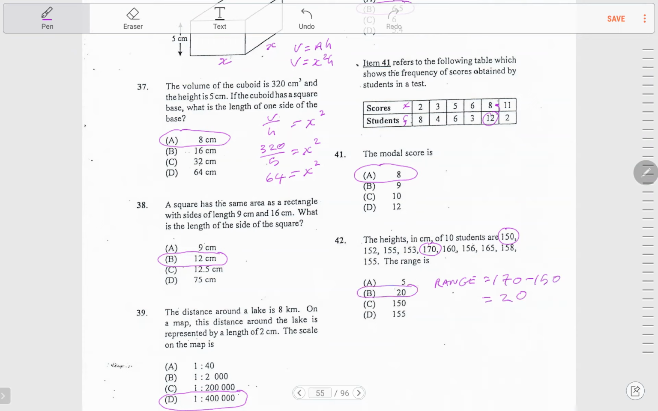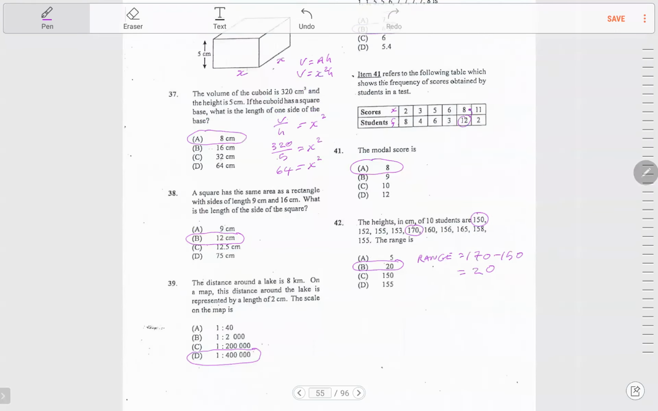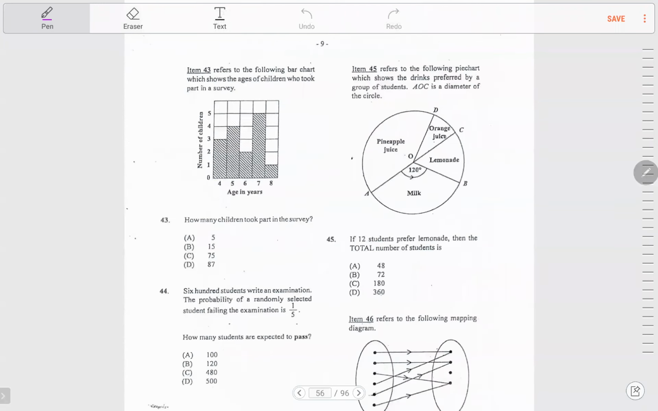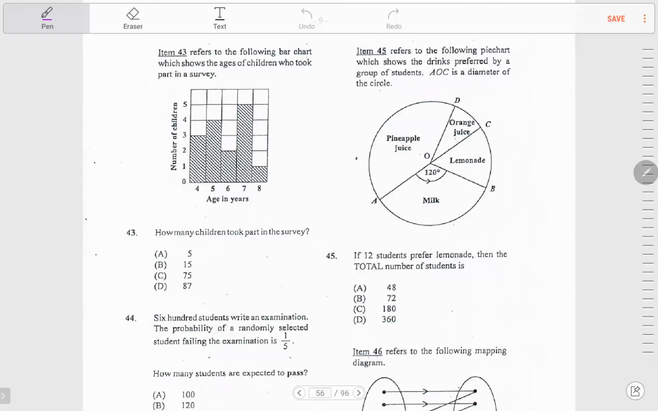That is when the data is raw data, in its raw state. If it's grouped data, a frequency distribution, then it's different. It becomes the largest upper boundary minus the smallest lower boundary. The range that time is the largest upper boundary minus smallest lower boundary. But anyway, I've never seen them set that. This question, we did this question already as well. How many students took part in the survey? We add them up and the answer was 15.